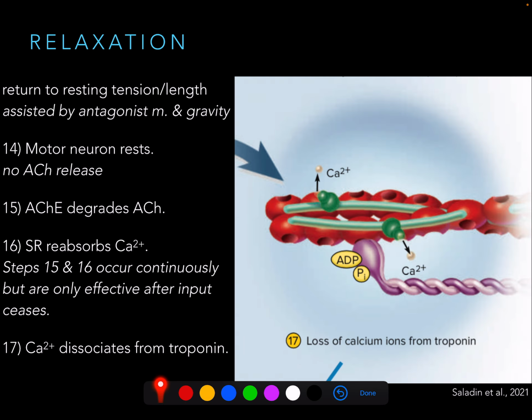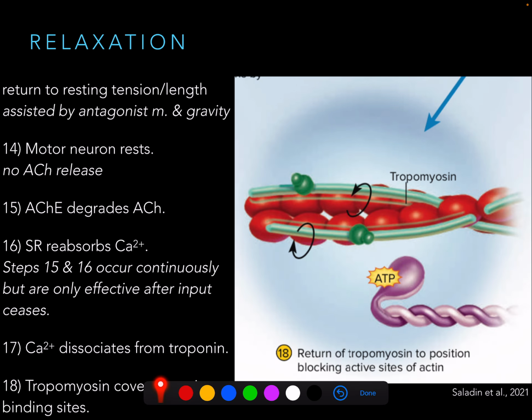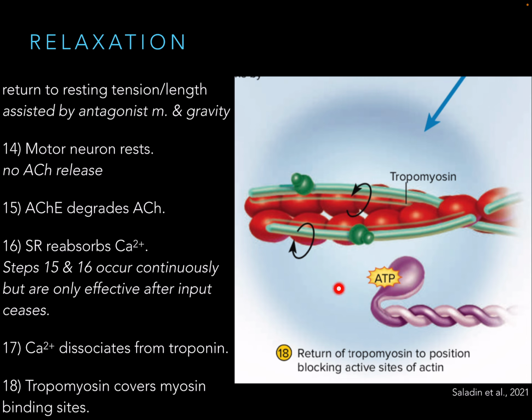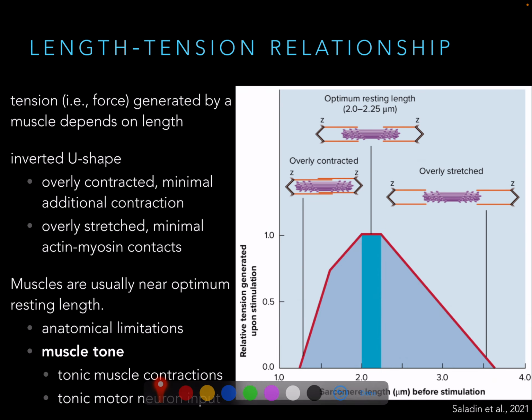Once I've cleaned up most of the calcium, then it's not bound to troponin anymore, so troponin doesn't pull tropomyosin out of the way. So now the myosin binding site is covered again, no more interactions. So this myosin head here is going to hydrolyze that ATP, do the recovery stroke, and wait for the next burst of calcium to move tropomyosin out of the way.